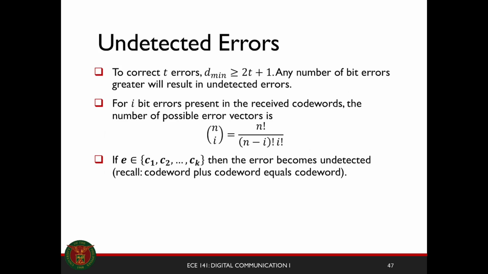Okay, so also there's a probability that some errors will be undetected, as I've told you earlier. Okay, so that happens when your minimum distance is less than twice the error correcting capability plus 1. Okay, that just means that if the weight of the error is greater than or equal to the minimum distance, there's a probability that the error will be undetected. Okay, so I've shown you that earlier.